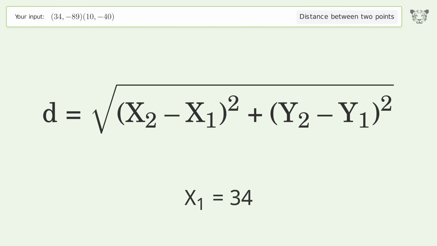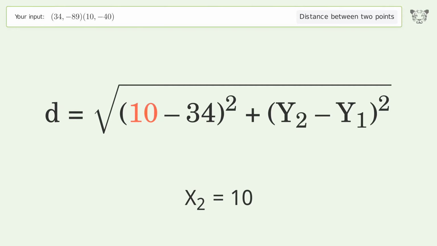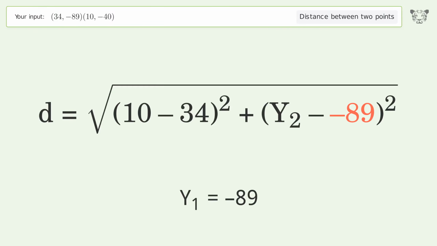x1 equals 34. x2 equals 10. y1 equals negative 89. y2 equals negative 40.